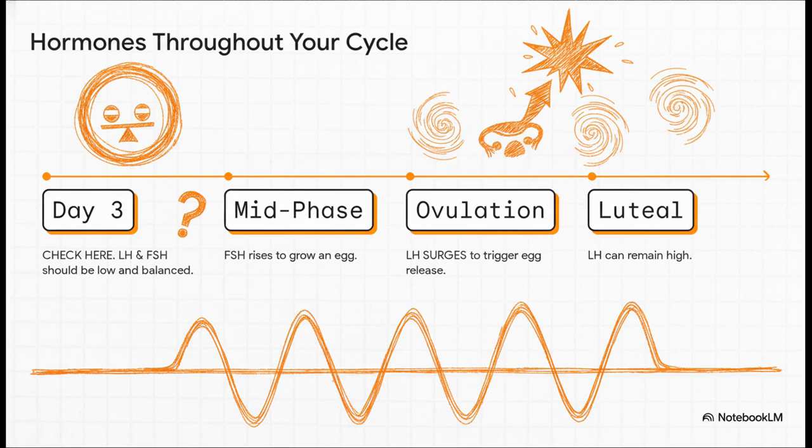Now, it's true that a high LH to FSH ratio can be a sign of PCOS, but here's the catch. That's only if it's measured at your baseline, around day 3 of your period. If you test around ovulation, you're measuring the natural LH surge. It's supposed to be high. That's what triggers the egg to release. So that result isn't a sign of a problem at all. It's a sign that your body's doing exactly what it's supposed to do.